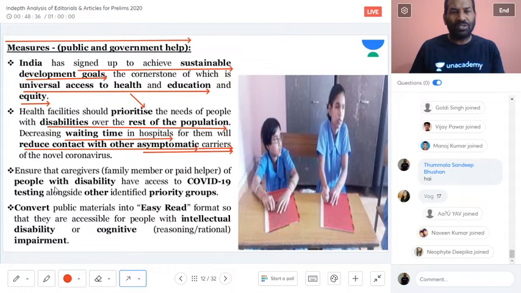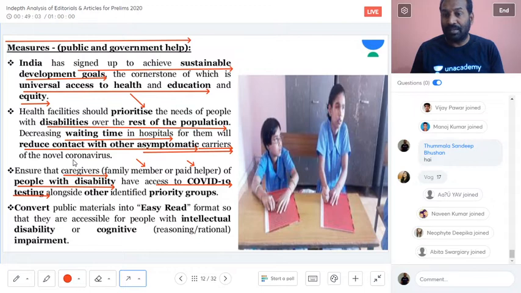And then the other measure is to make sure that the caregivers of people with disabilities, in the sense the family member or the paid helper, should also have access to COVID-19 testing. It is vice versa also: because of the caregivers, the virus infection could spread to the PWD, that is, the persons with disabilities. Or else, because persons with disabilities are prone to diabetes and hypertension, there could be a high risk of the virus infecting the PWD. So it is vice versa. That is why the government has to ensure that testing is taken up for the caregivers, and that testing should also be on a priority basis.